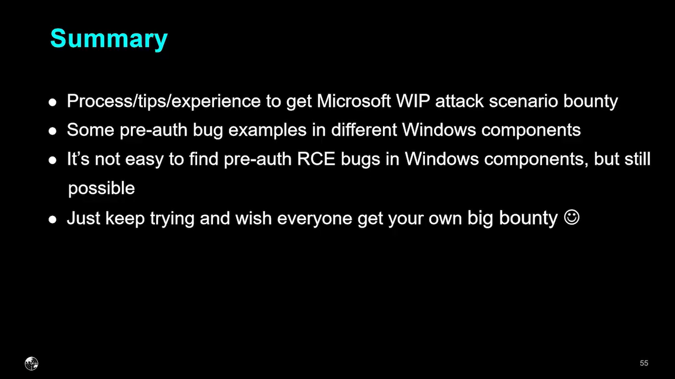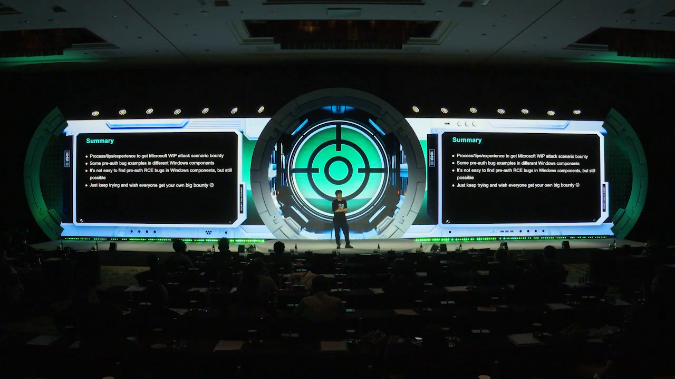Okay, now it is a summary for our talk today. We introduced some bug examples and some tips, also our experiences while looking for Windows pre-auth RCE bugs. It's not an easy task to find such a bug nowadays, but we believe that if you try harder, it's still possible. So just keep trying, and we wish everyone can get your own big bounty.